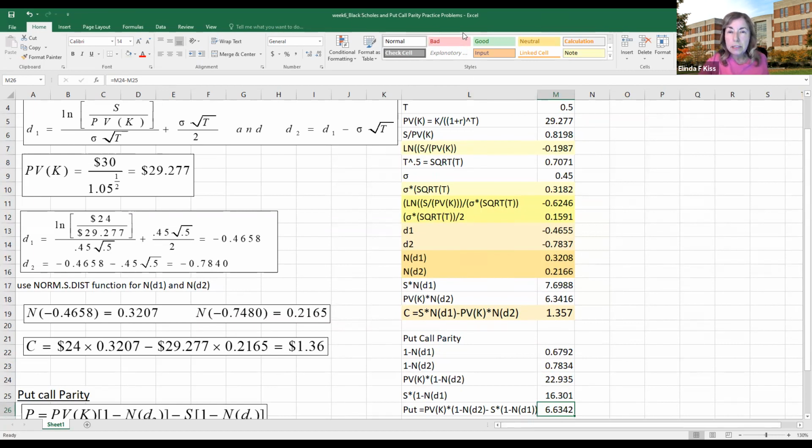Let me go back to, I'll stop sharing. So what I have shown you is how to do a couple of practice problems, which should be useful for you when you're working the assignments in this course. How to use Black-Scholes to price a call, how to use put-call parity to price the put.